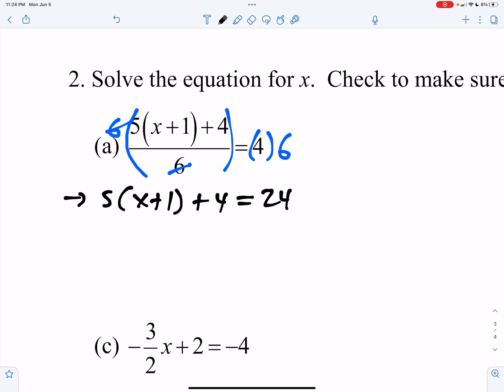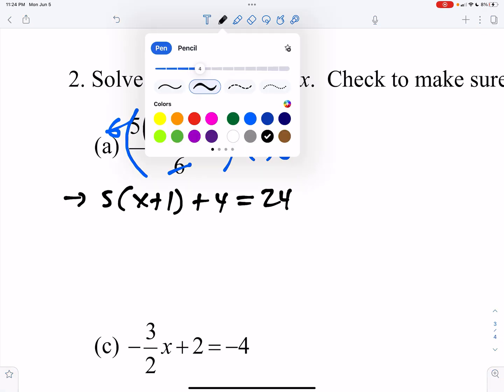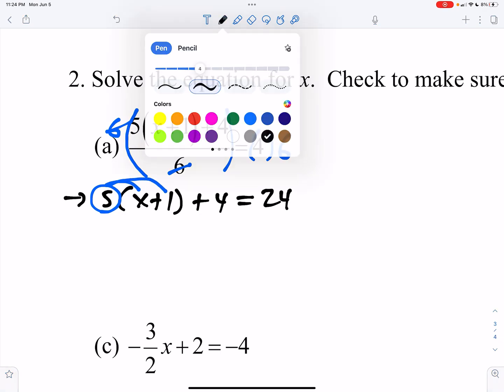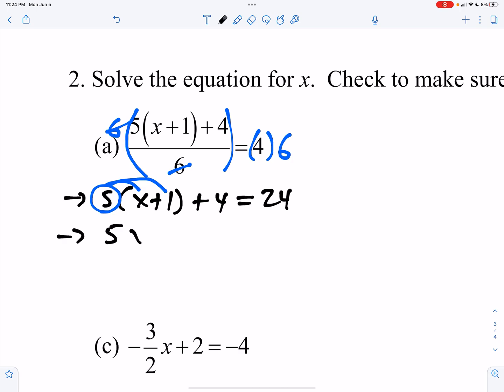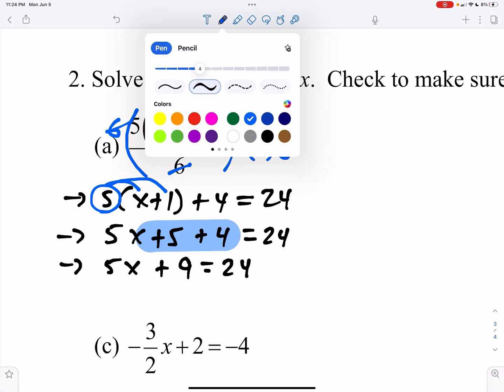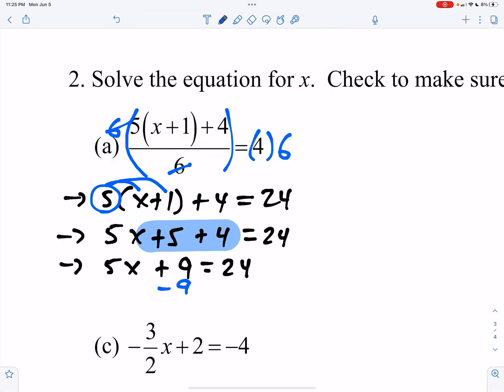Okay, now there's a couple things I could do at this point. I'm going to go ahead and distribute through parentheses. That means I'm going to multiply the 5 times the x and times the 1. So if I do that, I get 5x plus 5 plus the 4 that's out here equals 24. Well, at this point, combine your like terms, and we get 5x plus 9 equals 24. The opposite of adding 9 is to subtract 9.